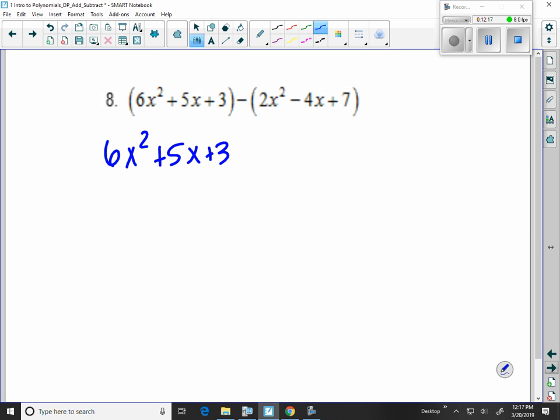It's like a -1. What would I do with the -1? I would distribute it. What that negative does, if you remember right, is switch all of the signs in the second set of parentheses. So we would have -2x squared plus 4x minus 7. It switched all of my signs in the second set of parentheses. From here, it's just combine like terms.